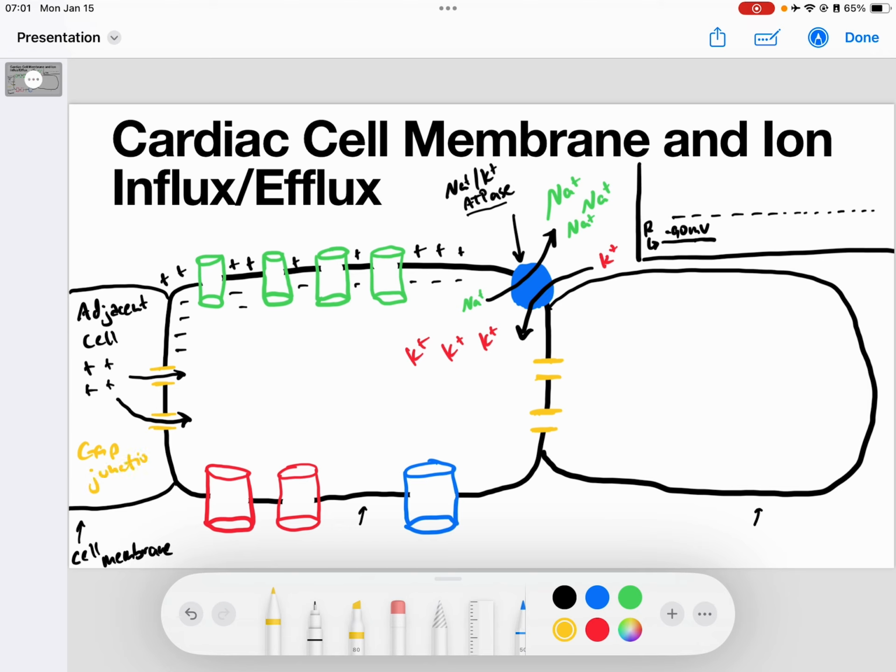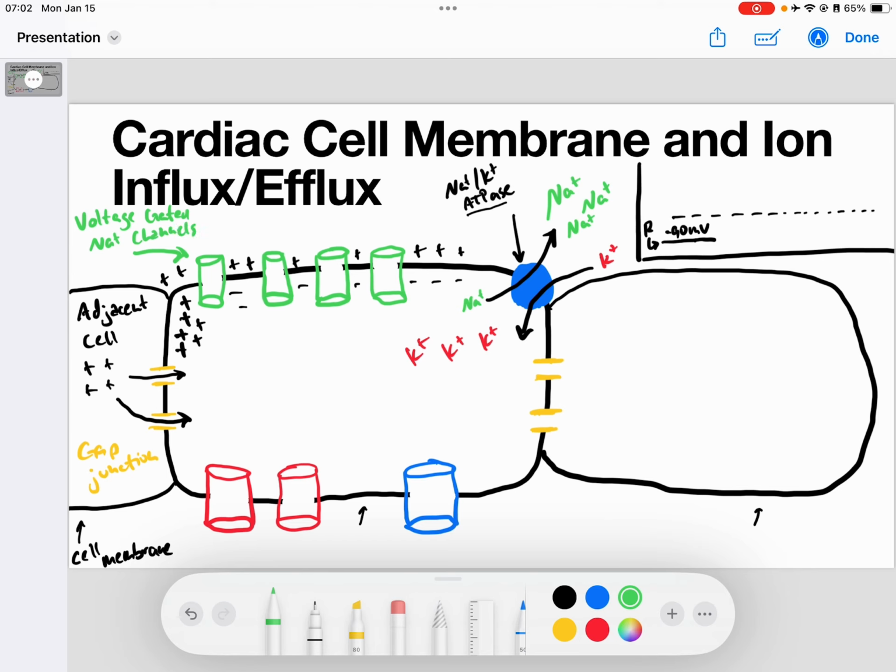And so you get a little bit of positivity influx into the cell. What that does is make this area a little bit more positive, just right on this part of the cell. And these green channels can sense the change. These are called voltage-gated sodium channels.